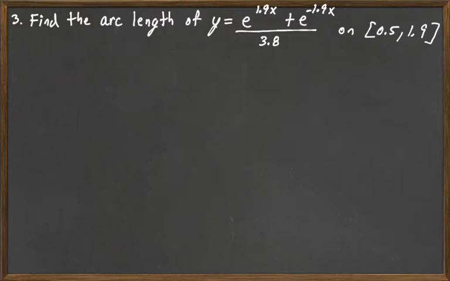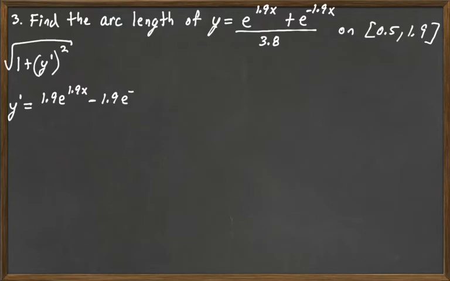So in the arc length formula we have the square root of 1 plus y prime squared, and so we're going to work that through and see what we've got going on. We need to find y prime, so it's going to be 1.9 e to the 1.9x minus negative 1.9 e to the negative 1.9x.